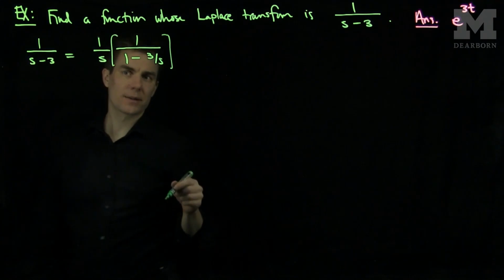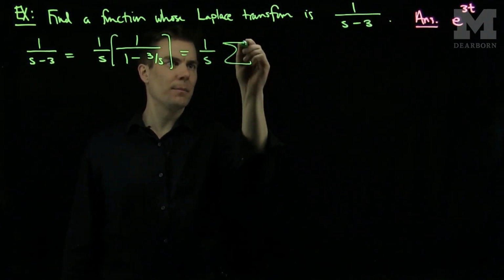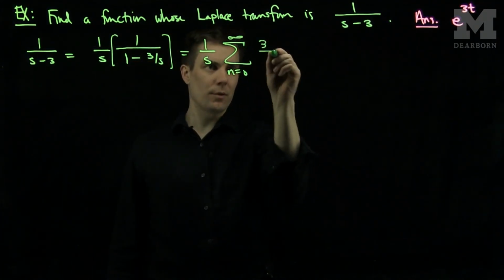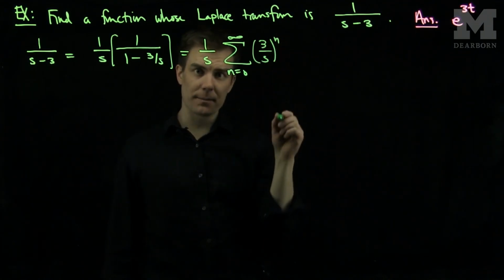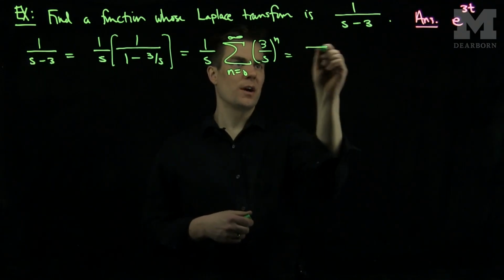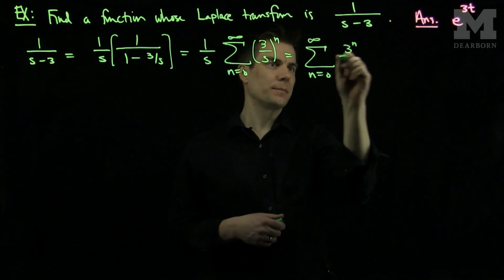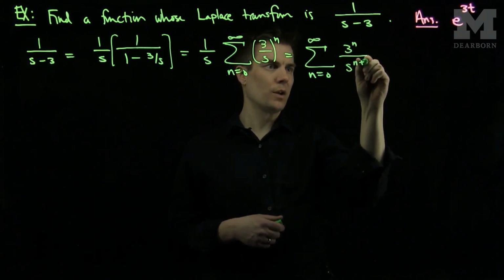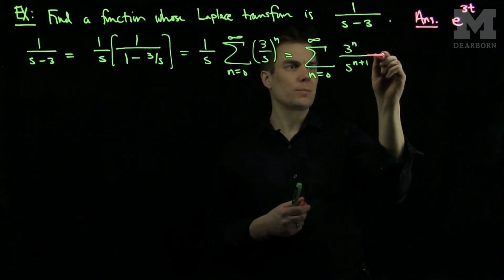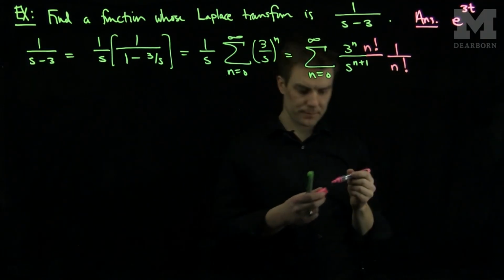Now this term in brackets is a geometric series, so I can write this as 1 over s, the sum, n goes from 0 to infinity, 3 over s to the power n. Now I will simplify this to be the sum, n goes from 0 to infinity, of 3 to the n over s to the n plus 1. And what we will do is add in an n factorial on the top, and divide by n factorial on the bottom.